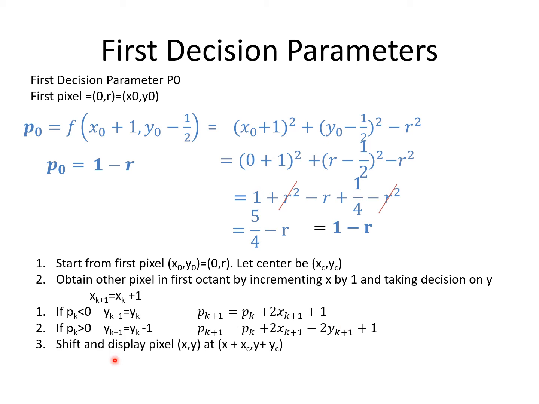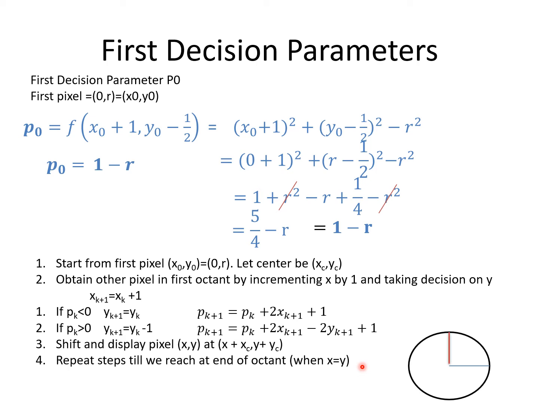We shift the pixel because the entire calculation is done with respect to the origin, and we want to plot the pixel with respect to a given center, which is xc, yc. So we want to display the obtained pixel x, y at the shifted position. We shift this pixel with respect to the center, x plus xc and y plus yc, and there the pixel will be displayed. This process is repeated inside the loop till we get x equal to y, where the first octant finishes.